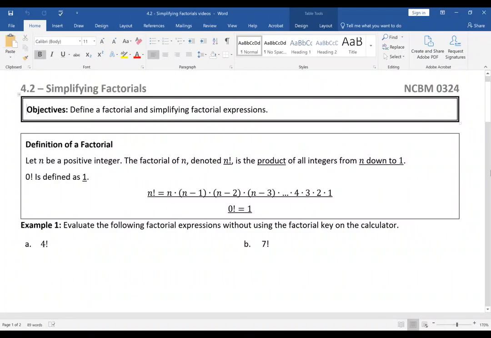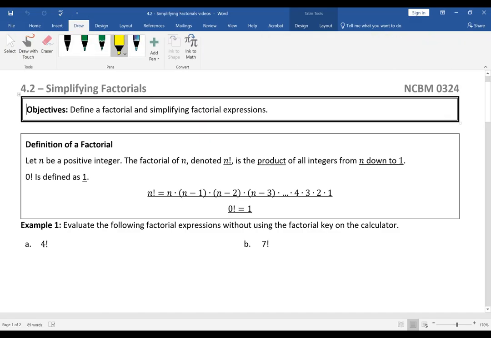Section 4.2 Simplifying Factorials. The objectives of these sections are to define a factorial and simplify factorial expressions. Definition of a factorial. Let n be a positive integer. The factorial of n, denoted n factorial, is the product of all integers from n down to 1. 0 factorial is defined as 1.